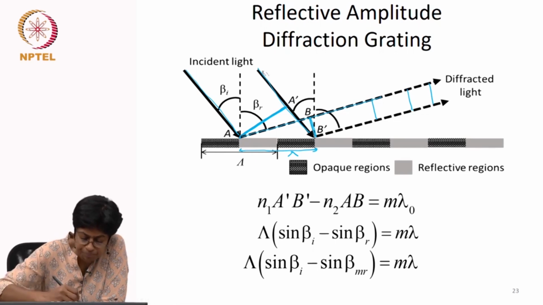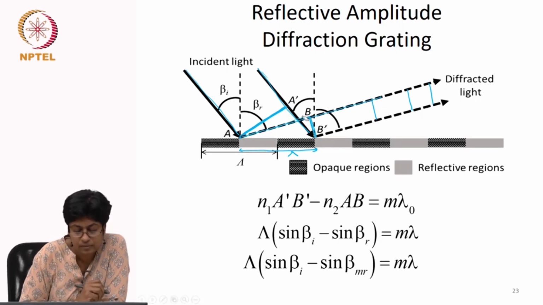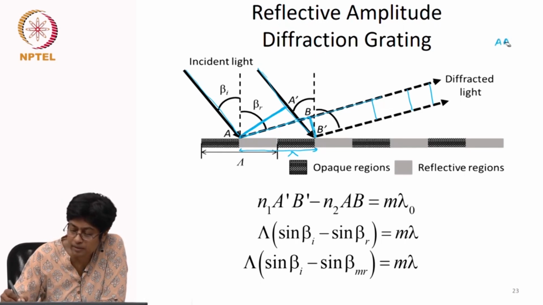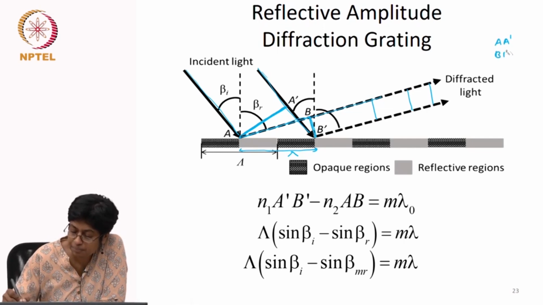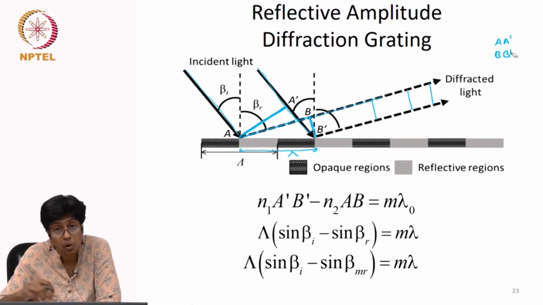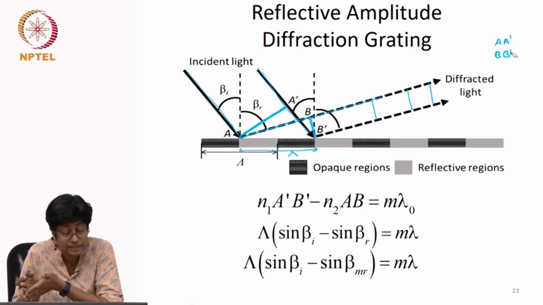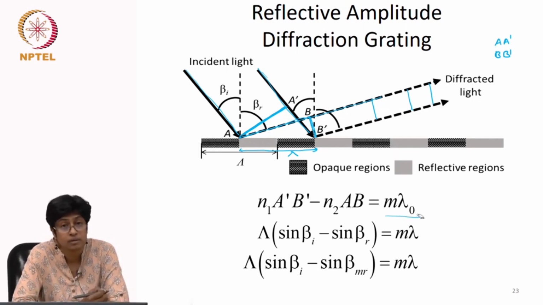That's when this part hits B dash, and by the time this part hits B dash, this has traveled from A to B. So I'm interested in the wave front at its starting point, A dash, and then at B dash. I want this to be an order of the grating. That means this must correspond to where constructive interference happens.